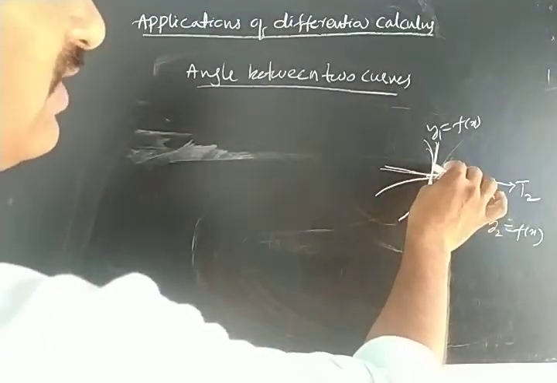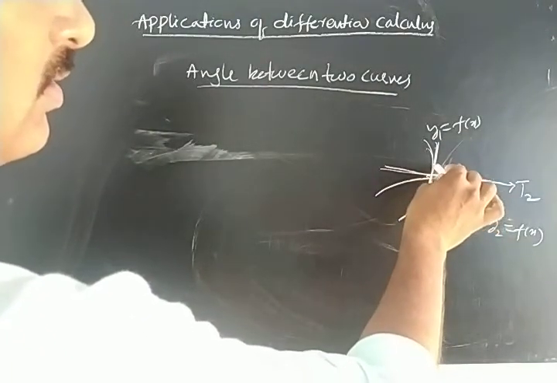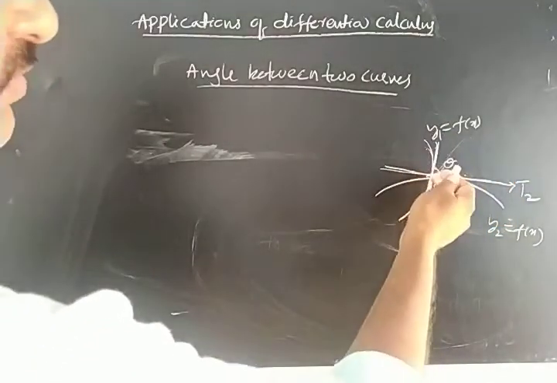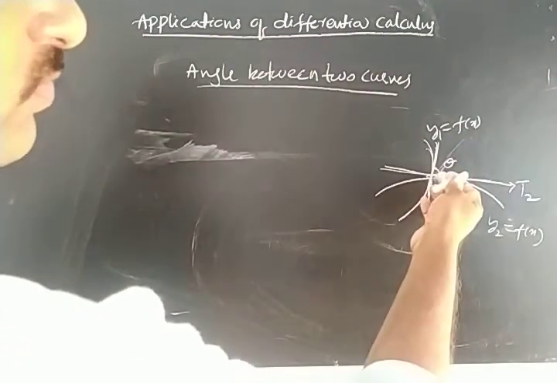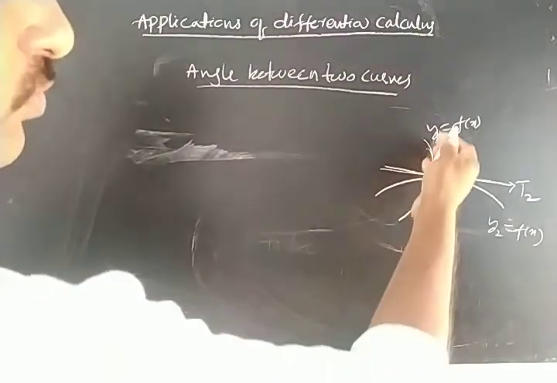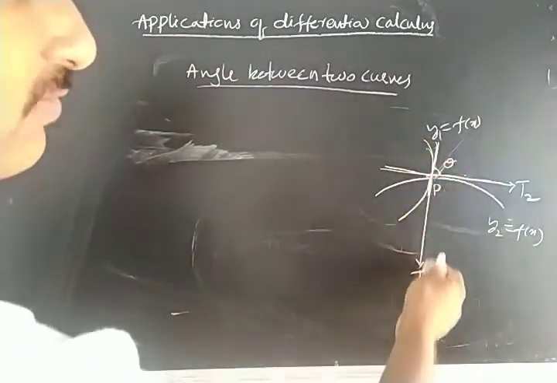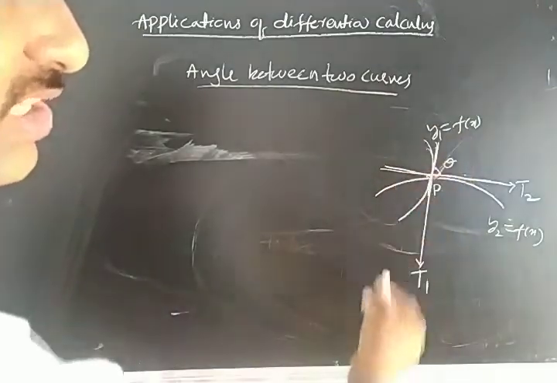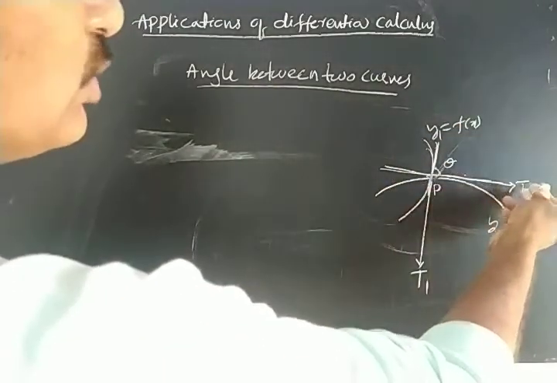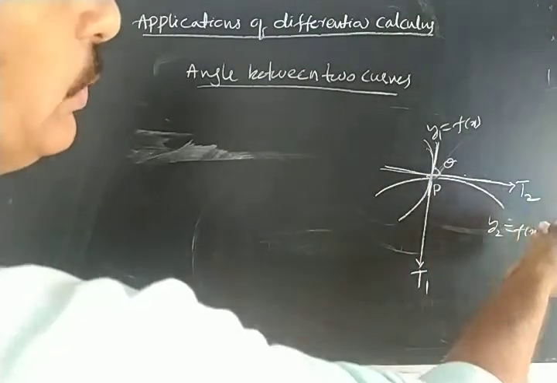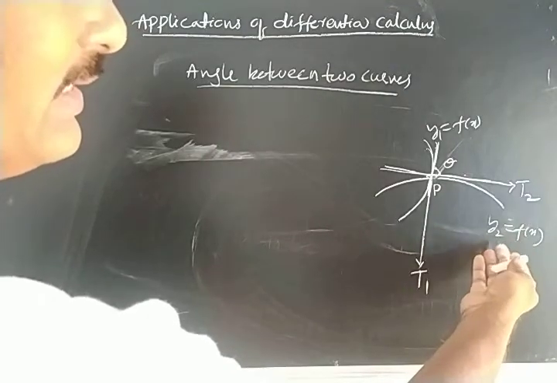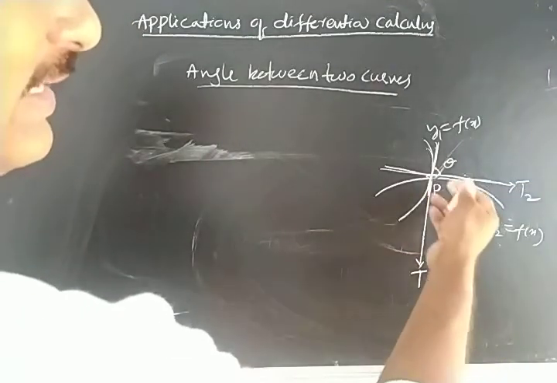If you find the angle between these two tangents, you can consider that as the angle between the two curves also. So to find the angle between two intersecting curves, we need to find the angle between two tangents. We can get the slope of the tangent of the first curve by differentiating the first curve. To get the slope of tangent T2, we differentiate the second curve with respect to x.